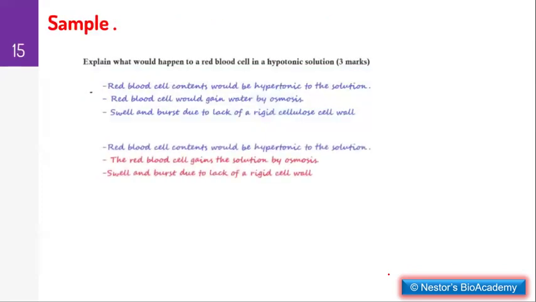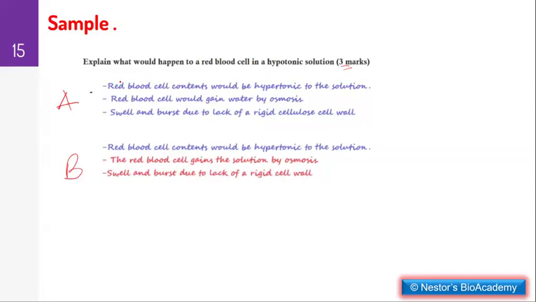Now, a sample response is here. I want us to look at this question carefully. Describe what happens to a red blood cell in a hypotonic solution, for 3 marks. If you are to respond to this question, I want us to look at these two possible responses. I have response A and I have response B.